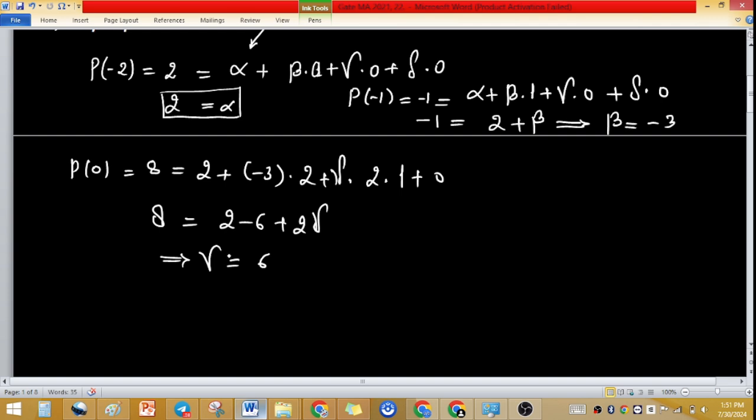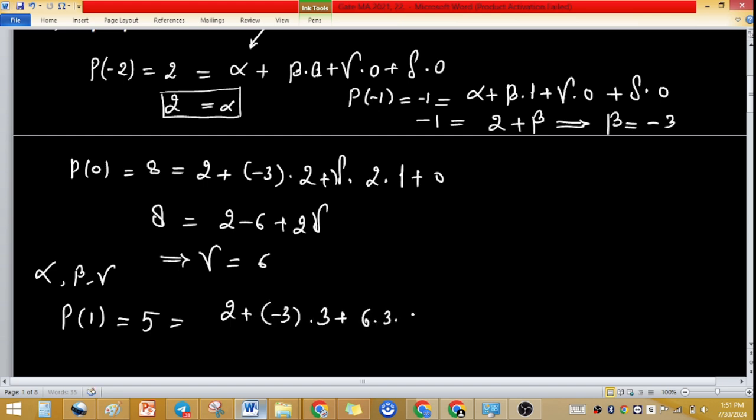We have three values: alpha, beta and gamma. Now P(1) equals 5. So put x equals 1 and the corresponding values of alpha, beta and gamma: 2 plus (-3) into 3 plus 6 into 3 into 2 plus delta into 3 into 2. From this, we have delta equals -4.